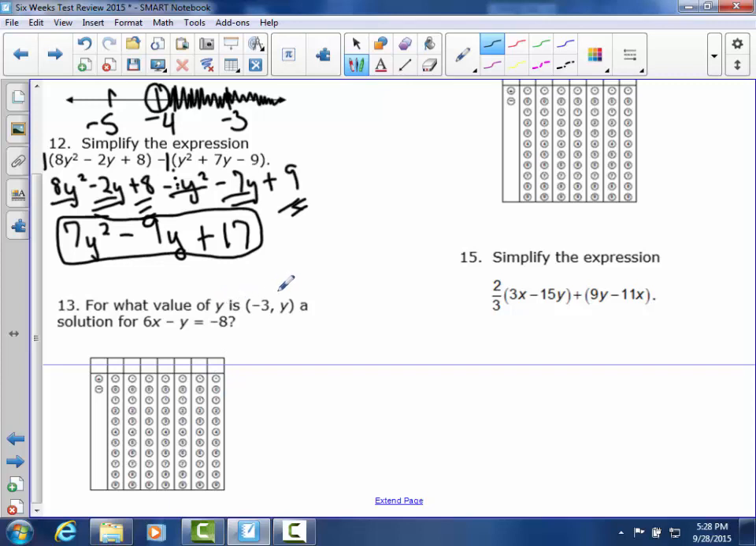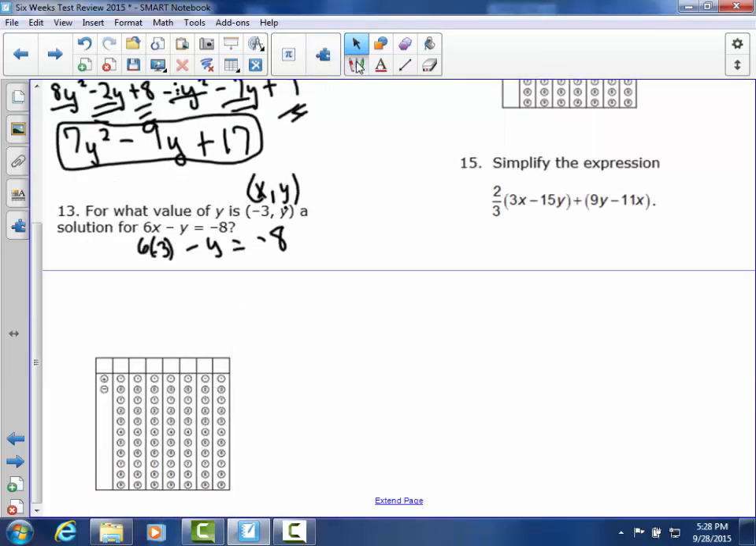What is the value of y? For what value of y is (-3, y) a solution? So if it's a solution, that means we can replace the variables. Now, this is our x coordinate, this is our y coordinate. When we're talking about a solution, it's x then y. So x is going to be -3, y is still y, equals -8.